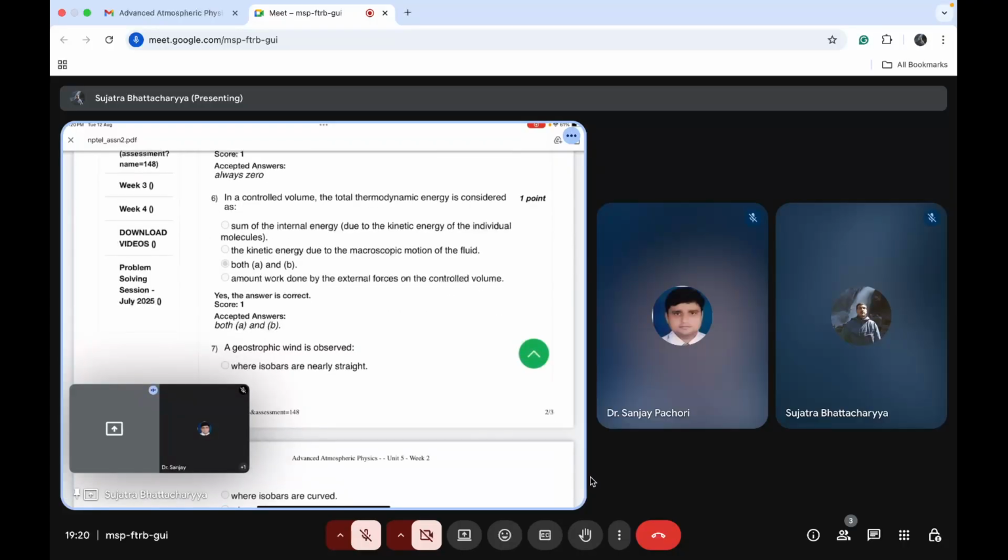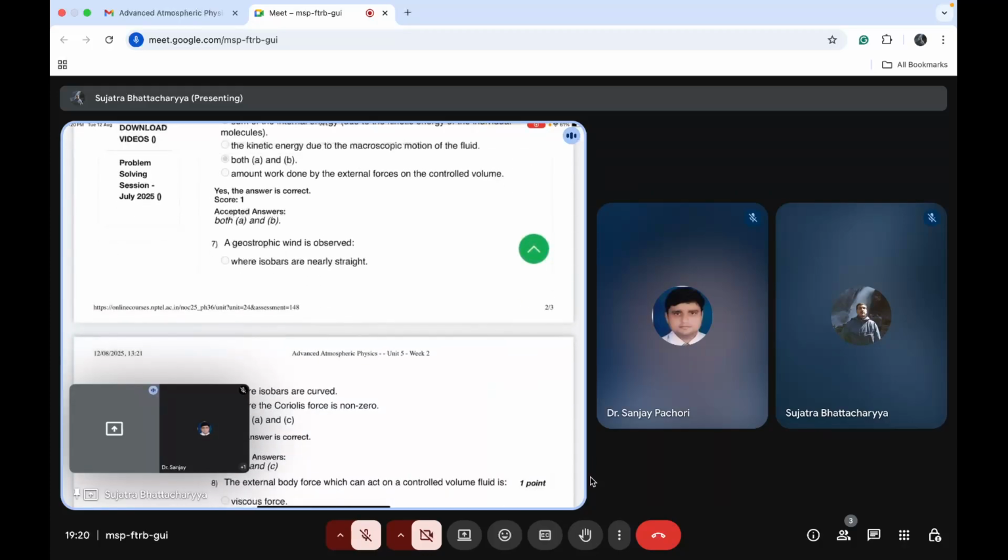Sixth, in a controlled volume, the total thermodynamic energy is considered as, I think it is there in the second week lecture, the sum of the internal energy as well as the kinetic energy. Today we will see that, we have some 30, 35 minutes, we will see that.